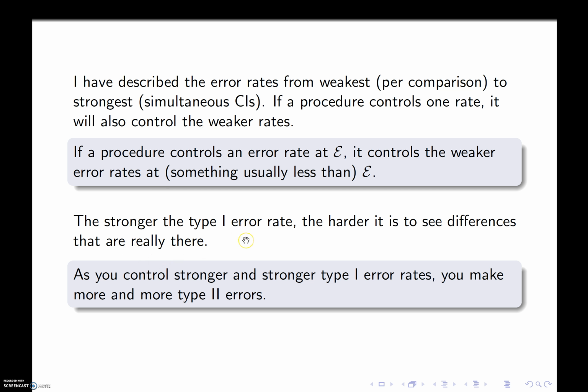So the stronger your type 1 error rate, the harder it is going to be to find differences. So that's why you may be thinking here, wondering, why don't we just always use simultaneous confidence intervals? And I'm a big proponent of simultaneous confidence intervals. I think it's a good way to state your final, very sure experimental results. However, you run the risk of missing true effects if you only use simultaneous confidence intervals.